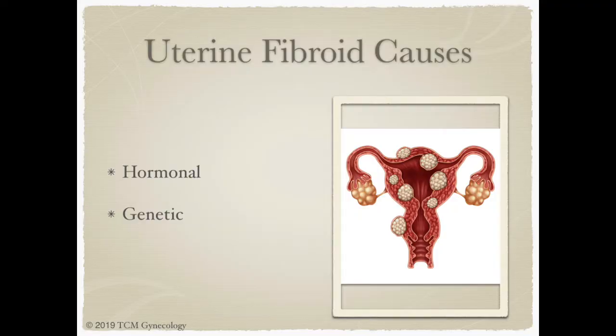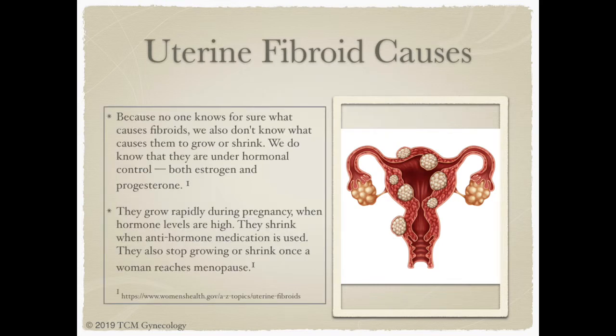So what causes uterine fibroids to form in the first place? Well, there's no definitive answers like with endometriosis, but there are some good theories. Hormonal and genetic factors seem to play a role. We don't know for sure what causes fibroids to grow or to shrink, although we do know that there are influences from estrogen and progesterone. And we see that these do grow rapidly during pregnancy when certain hormone levels are high, and then they shrink when we use anti-hormone medications. So there is some role that hormones play in the growth and the recession of these growths, but we don't know the exact role that the hormones play.